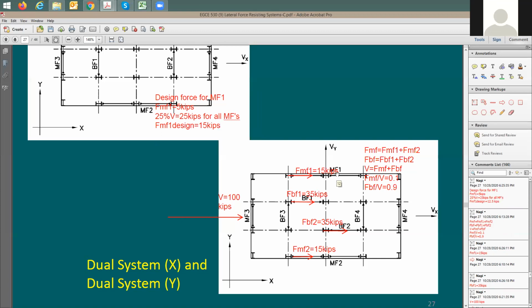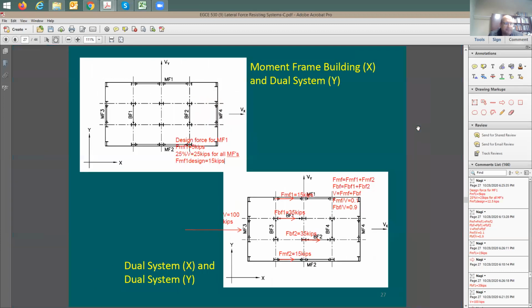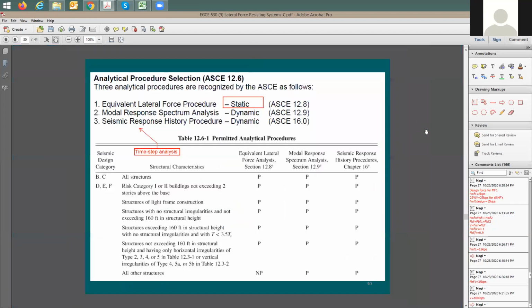And I have this condition, according to the code, when you have a dual system, that I'm going to have at least 25% of it. So I said, okay, this is at least, but the stiffness distribution here gave me higher forces than the 25%. So actually I should be using this force here. Okay, you're good? Yes, I'm good with that. All right, great.